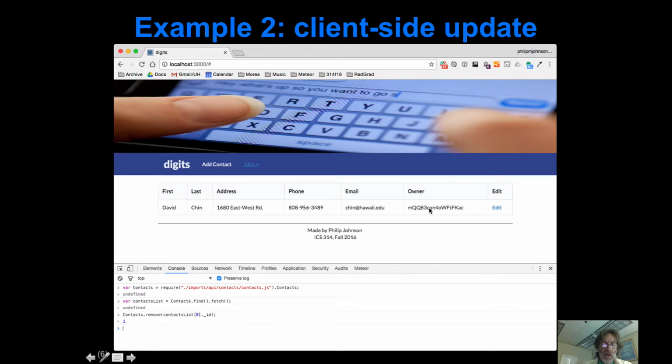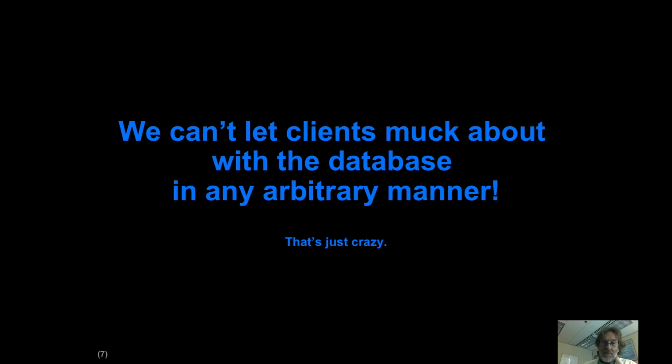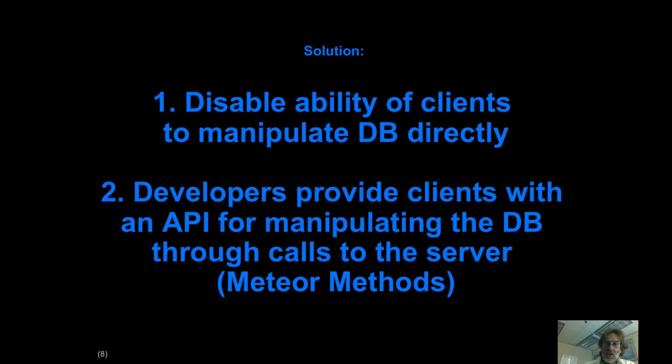So the problem is that now we can go around the whole form validation thing, and we can manipulate the database in all sorts of problematic ways that basically corrupt it, and those changes will be propagated to all of the other databases, including the server. So this is clearly not a good thing, right? You don't want the client to have unrestricted access to the database. That's just crazy. All right, so how do we fix that?